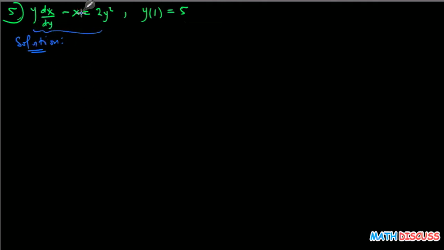Now the first thing, before I begin solving this, you should note that this is a linear equation in x now, not y. Since it's a linear equation in x, it helps me recognize quickly that I could use the integrating factor method to solve it. What we are given is y dx/dy minus x equals 2y squared.